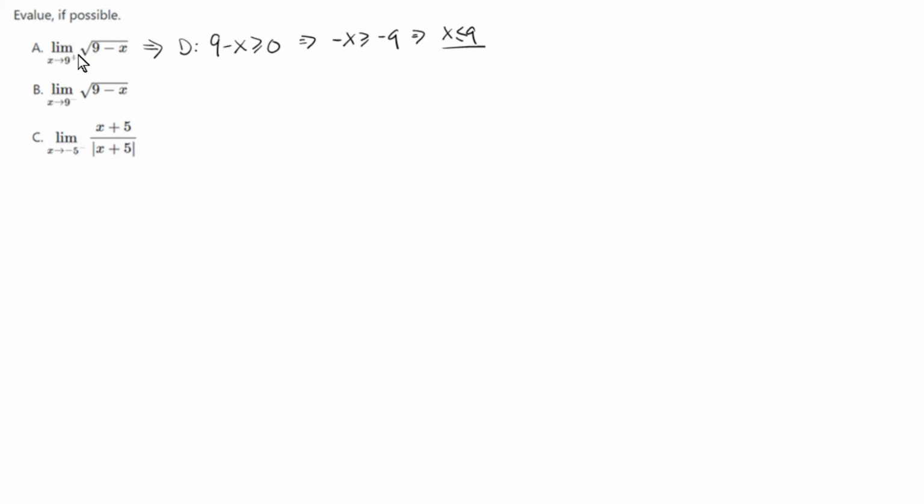Now in the limit, they're asking us to approach 9 from the right, which means that we will be approaching it by setting x slightly larger than 9, and we move closer to 9. Now we cannot pick x larger than 9 because x has to be less than or equal to 9. So in this case, the limit as x tends to 9 from above of square root of 9 minus x does not exist. It's an empty set.